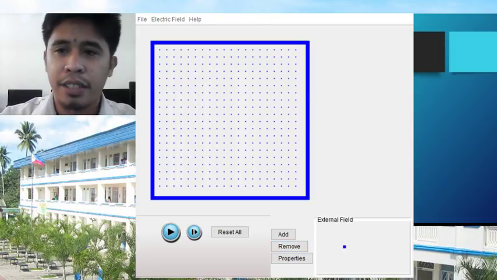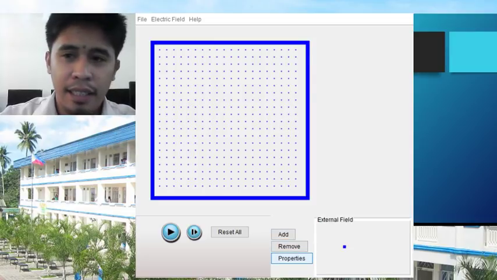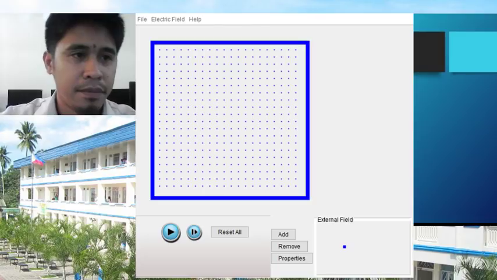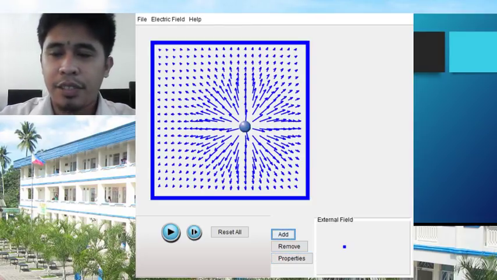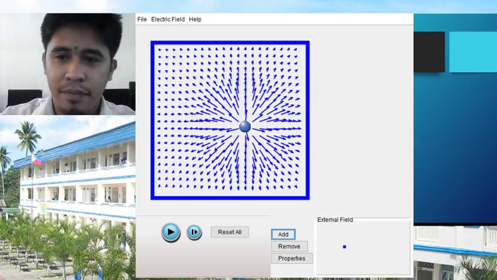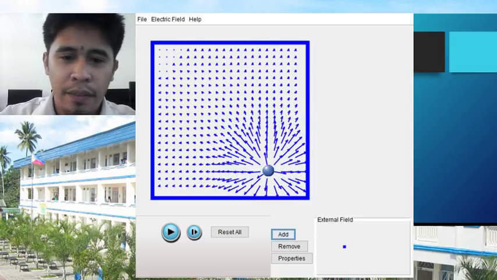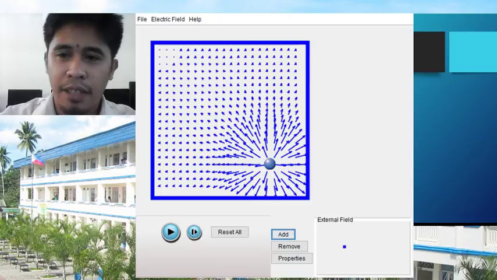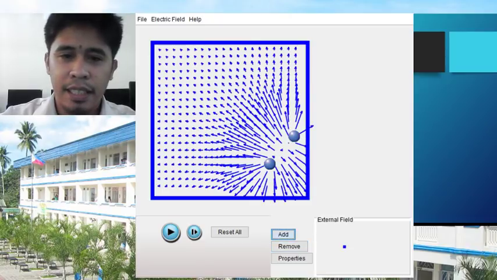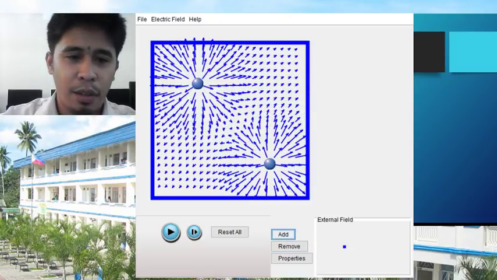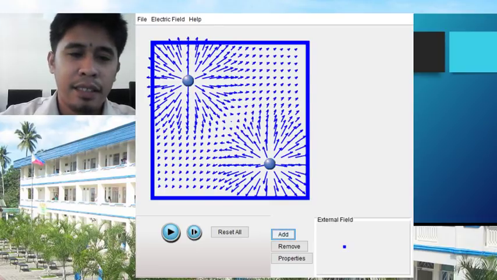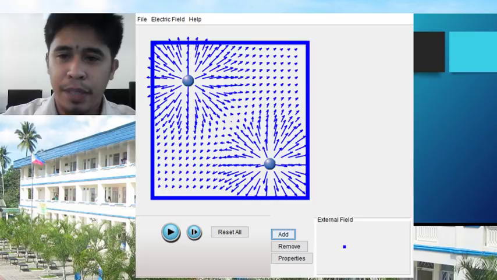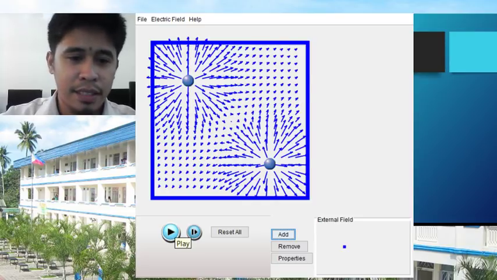In this simulation, we are going to add a positively charged particle. Notice the electric field around it. Now, how would this particle react if another positively charged particle is added? Notice the electric field surrounding the other positively charged particle. Let us observe.